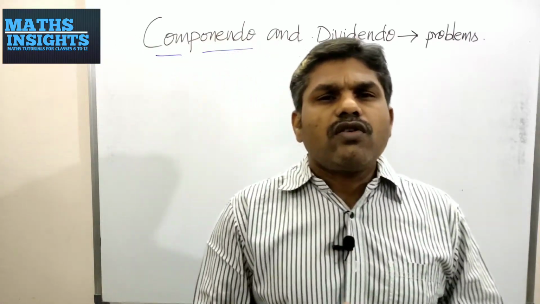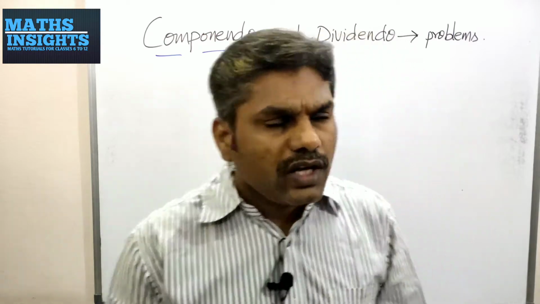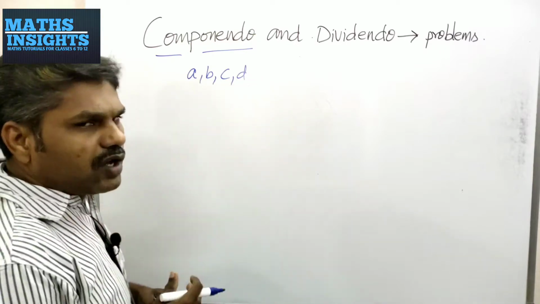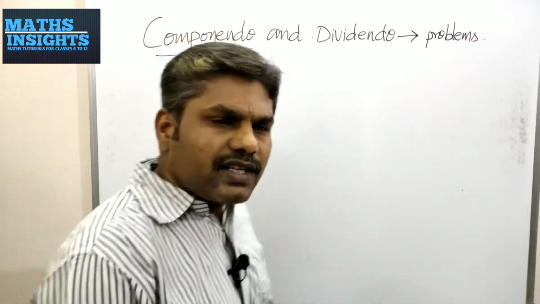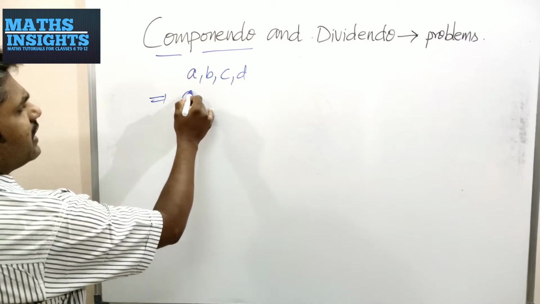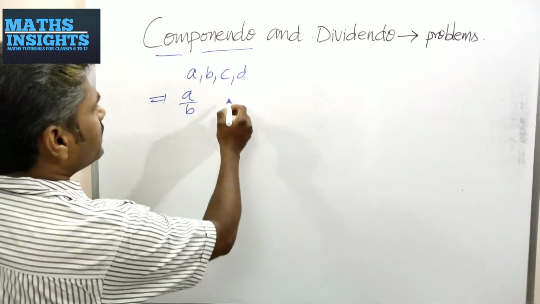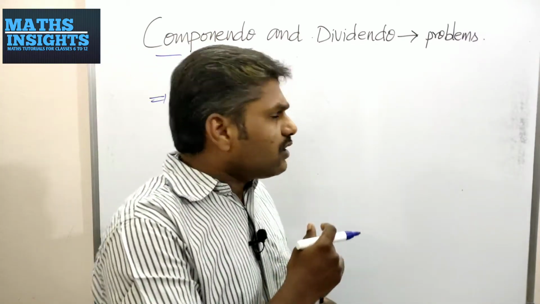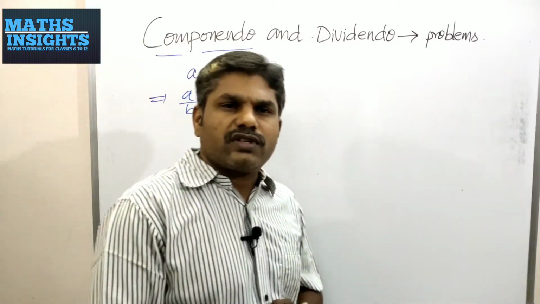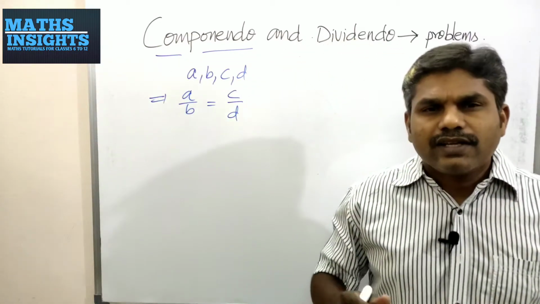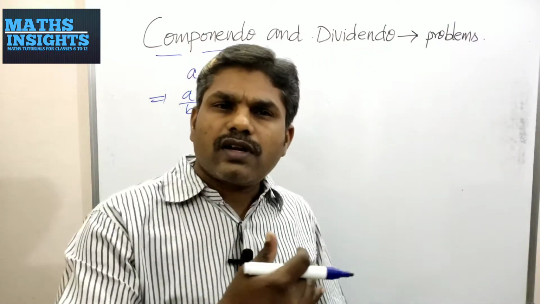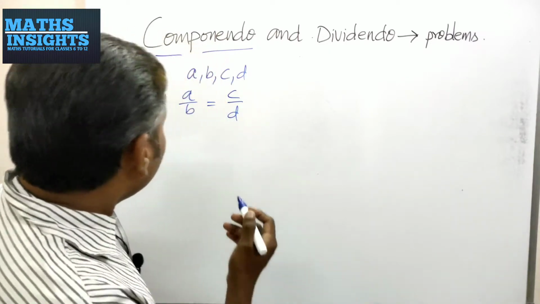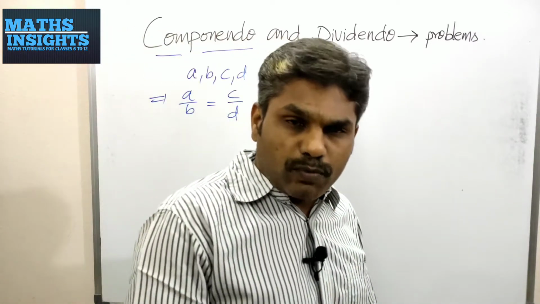Before this, you have to know what a ratio is. If a, b, c, d are four quantities, and the ratio of the first two is equal to the ratio of the second two, then these four quantities are said to be in proportion.